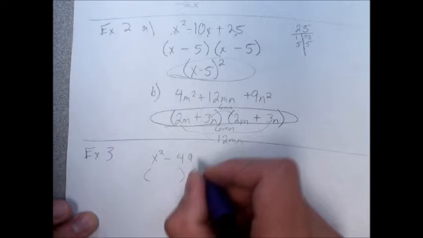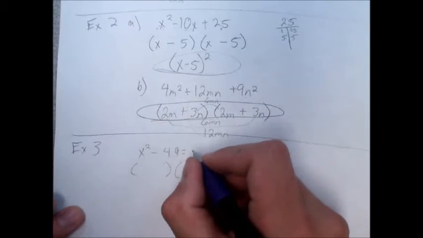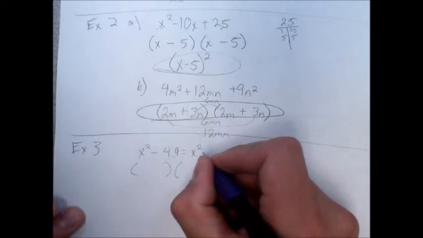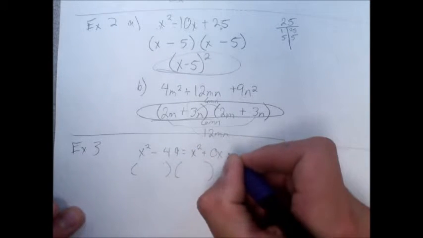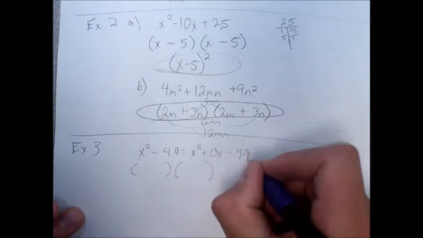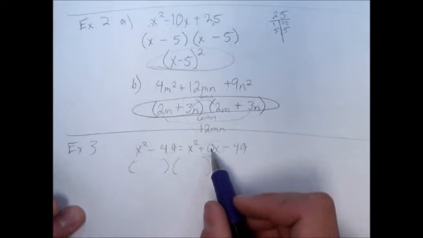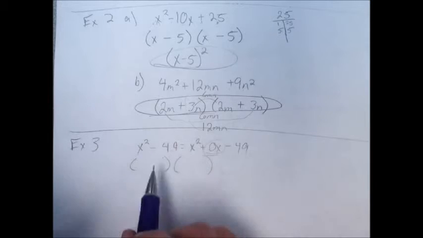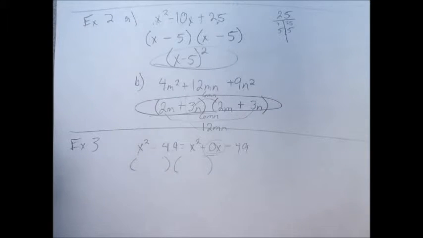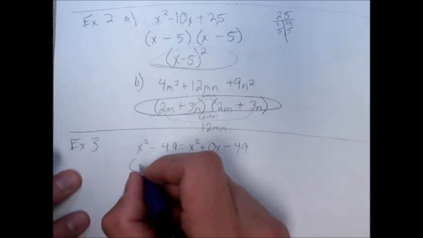Okay, I'm going to expand this real quick so that you can see something. I have x squared plus 0x minus 49. So I expanded it into standard form with 0x in the middle. So I know that when I get my middle two terms, they're going to cancel out. Now, difference of two squares is nice because I noticed that right away.